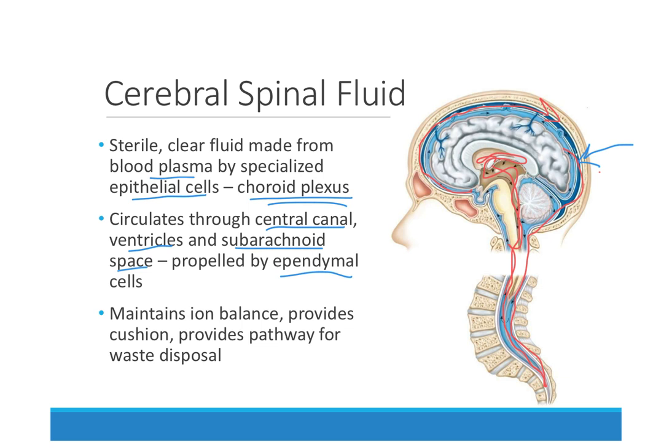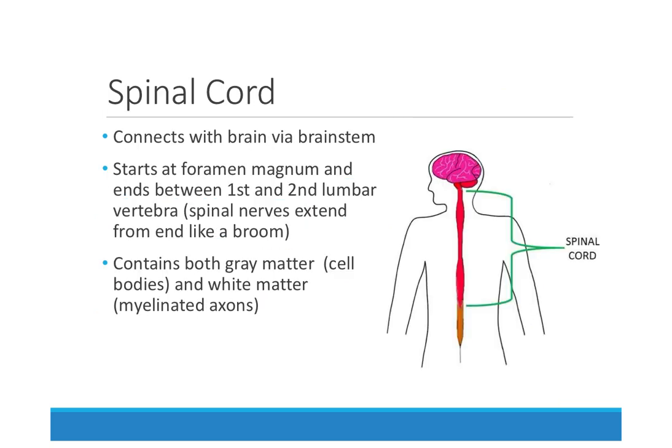The cerebral spinal fluid, as I mentioned before, provides cushioning and maintains the ion balance and the nutrient balance and provides pathways for waste disposal. So it's very important for the maintaining of health of your central nervous system.